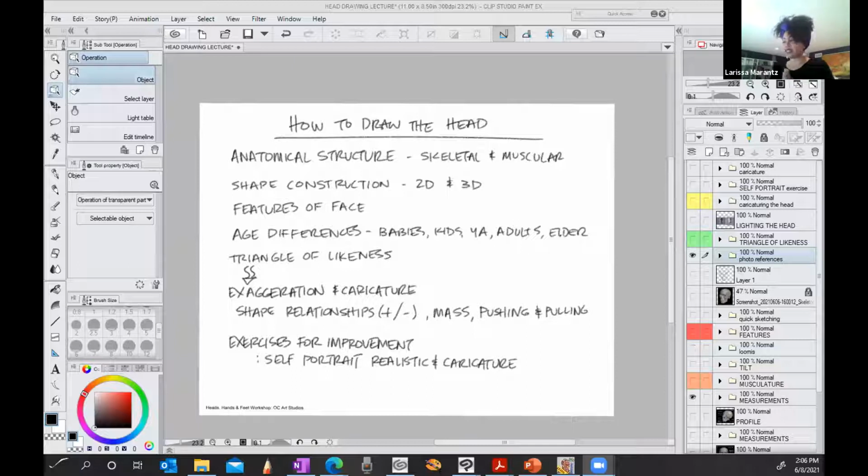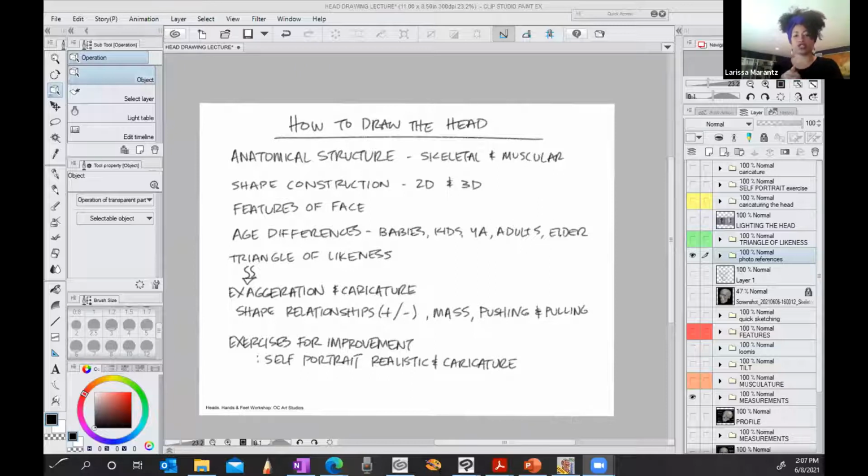First thing we're going to cover is the anatomical structure, so you understand how this thing works, what even is a skull and why it is the way it is. We'll talk about the skeletal structure and the musculature of it. Then we'll get into doing it in terms of drawing.